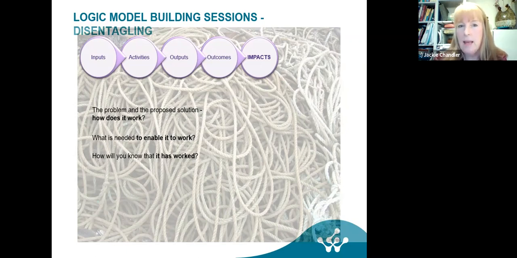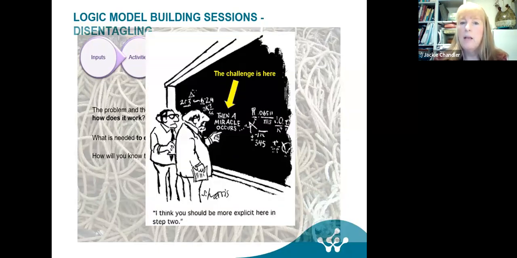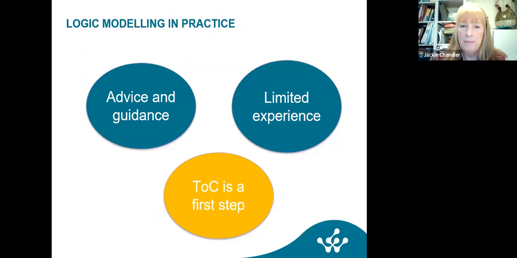And then obviously thinking about, how will you know that it has worked? Next slide, please. So really, I'm sure people are very familiar with this cartoon. A lot of us use it a lot of the time. But it is this idea of where the challenge is, and understanding that process of how something works and what is needed to enable it to work. Next slide, please. Over to my colleague, Emily.